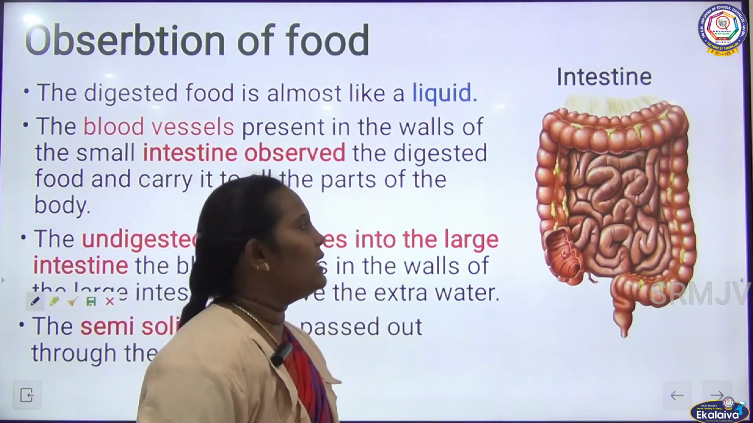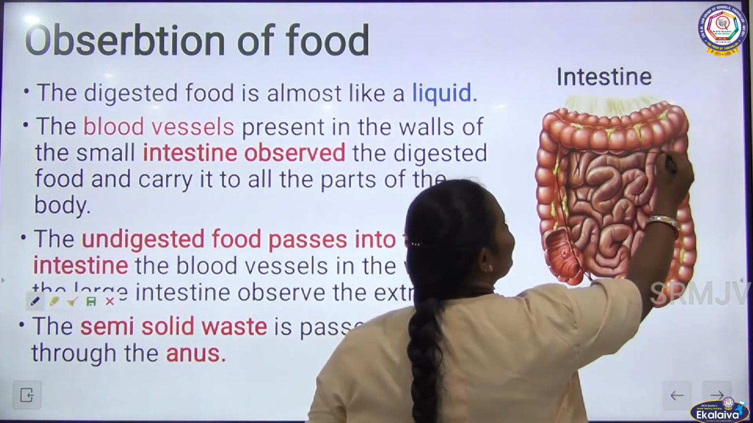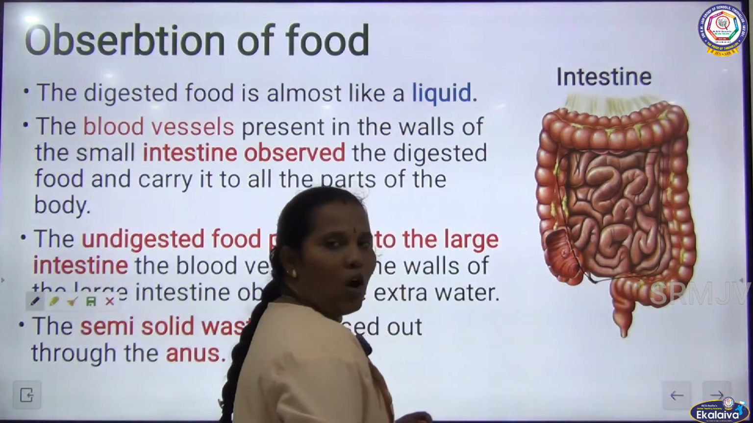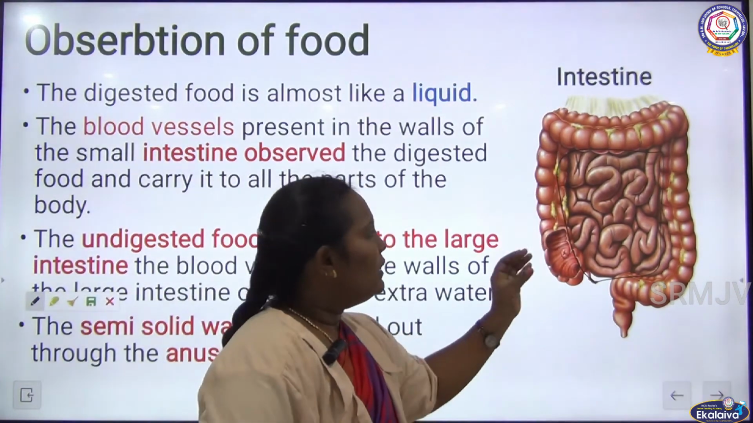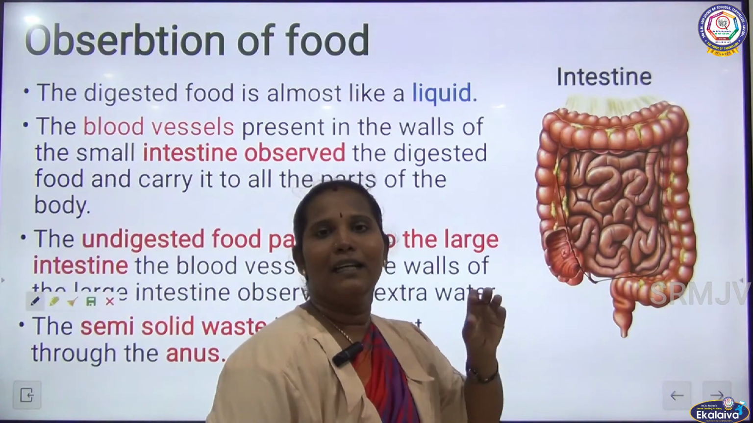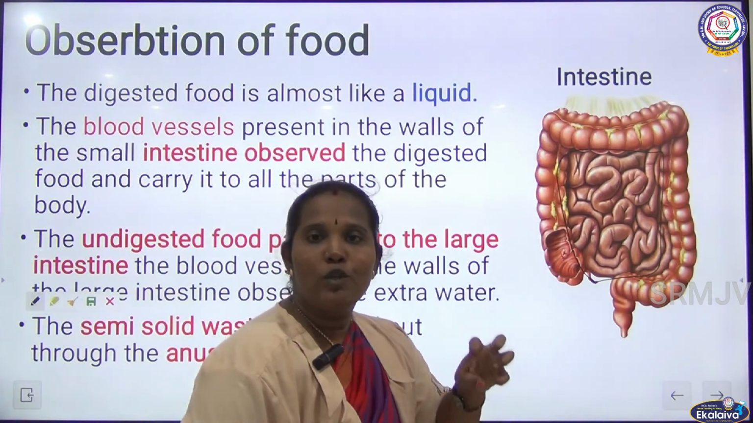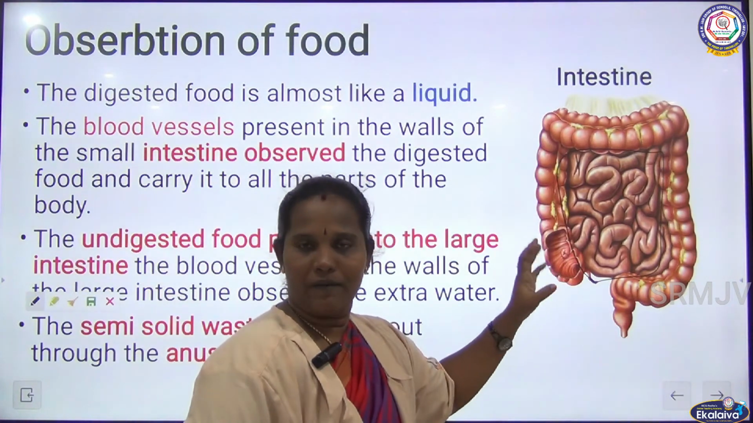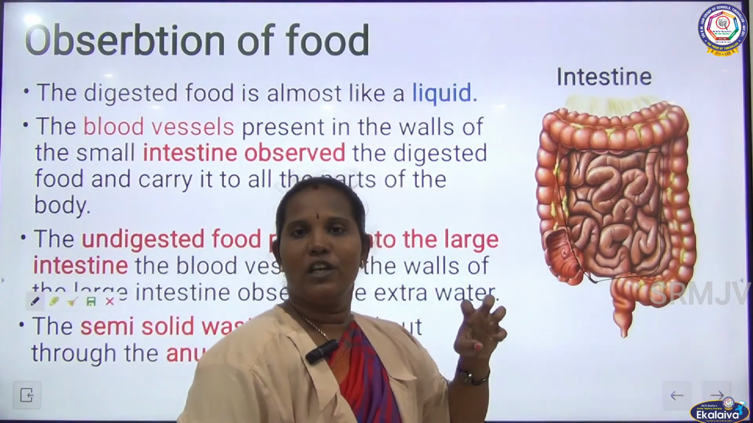How has it happened? With the help of the small intestine. This part is there, no? The small intestine is a food pipe. Here the food enters, after the stomach, in liquid form. So the small intestine helps to absorb the nutrition from the food. It completely absorbs all the nutrition from the food.